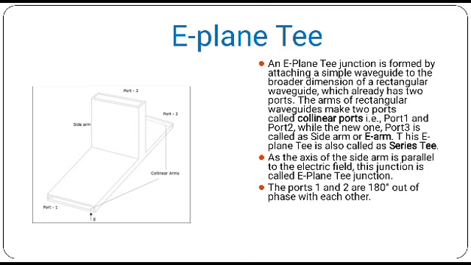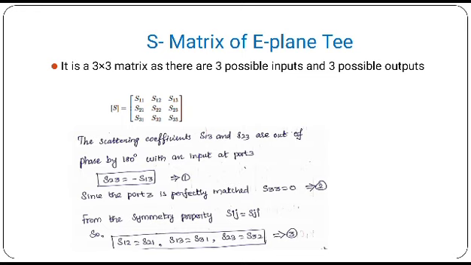First is the E-plane T. E-plane T is a junction formed by attaching a single waveguide to the broader dimension of a rectangular waveguide, which already has two ports. The arms of the rectangular waveguide are the collinear arms, port 1 and 2, which is the new one. Port 3 is called the side arm or E arm. This is called a series T. As the axis of the side arm is parallel to the electric field, the junction is E-plane T. The port 1 and 2 are out of phase with each other.